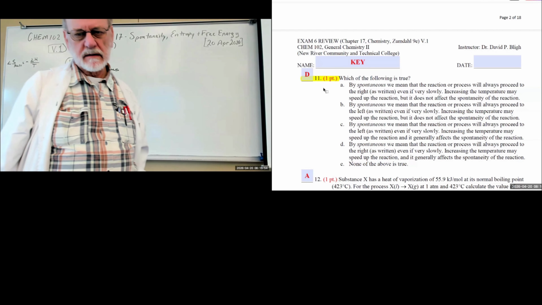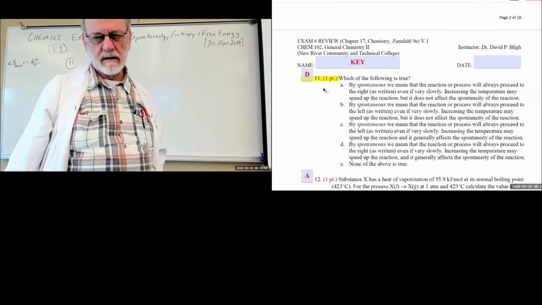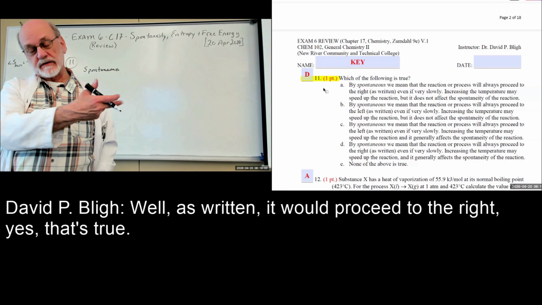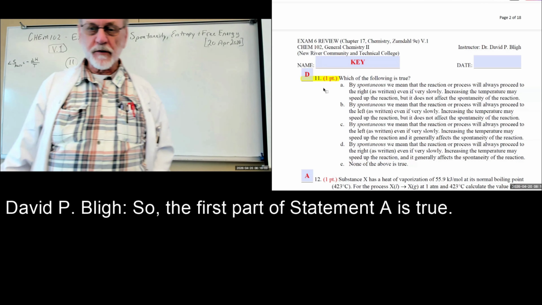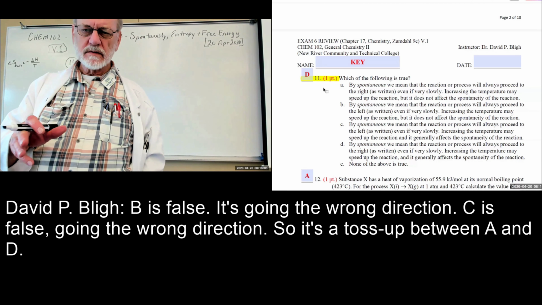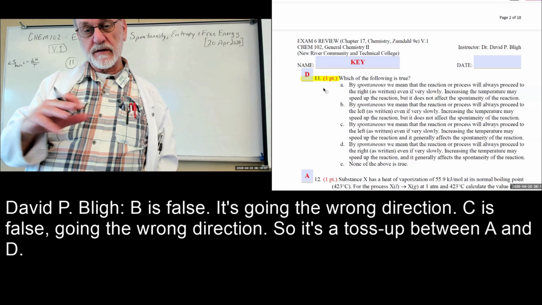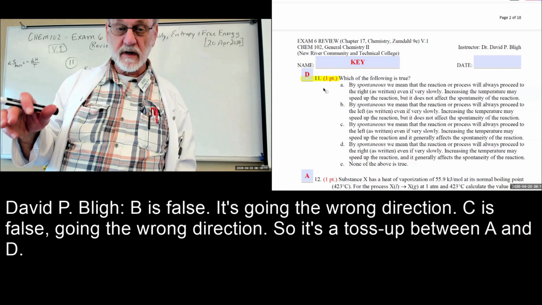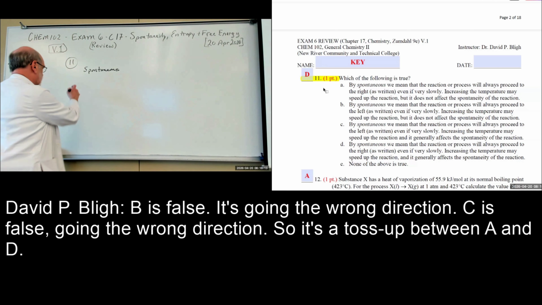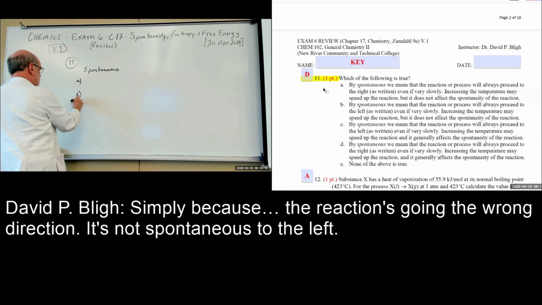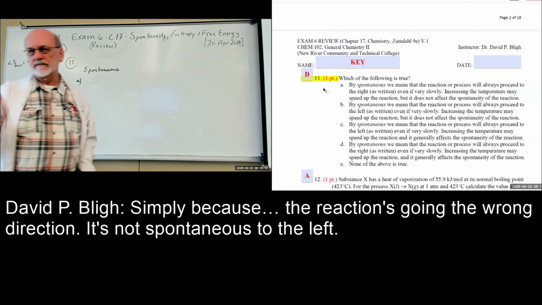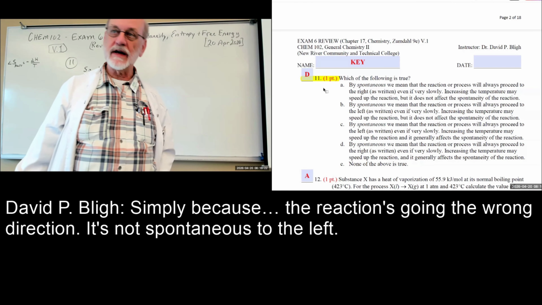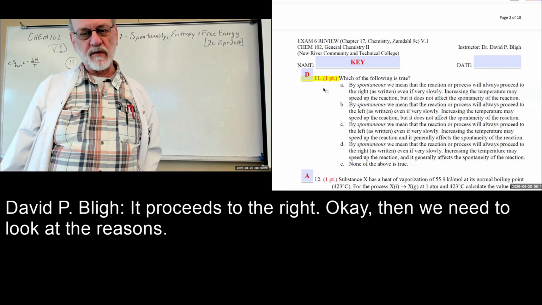Okay. Well, as written, it would proceed to the right. Yes, that's true. So the first part of statement A is true. B is false. It's going the wrong direction. C is false, going the wrong direction. So it's a toss-up between A and D. Simply because the reaction is going the wrong direction, it's not spontaneous to the left. It proceeds to the right.